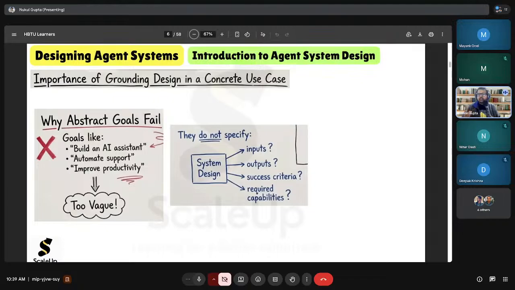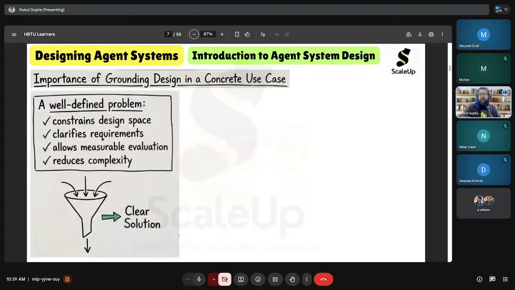If we talk about the system design, we should have clear input and output in mind: this is what we want to achieve and this is the output we are looking for. Success criteria we should be very clear about, like how we will measure the success, and capabilities, whatever agentic AI solution we will be building, what capabilities it should have.